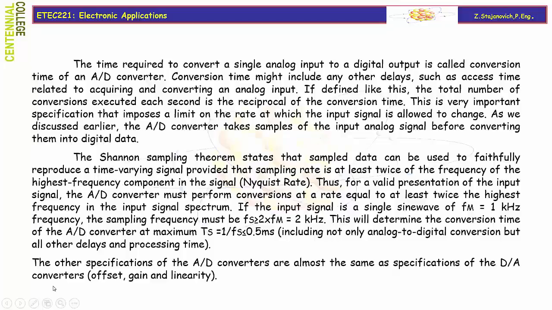The other specifications of the analog digital converters are almost the same as specifications of the digital to analog converters, like offset, gain, linearity, and so on.